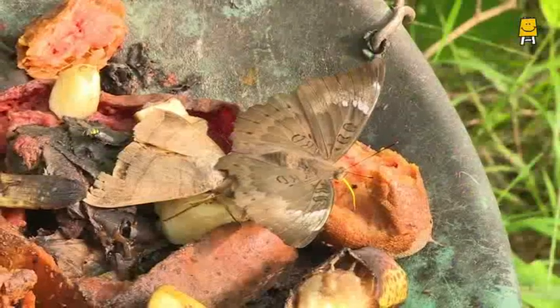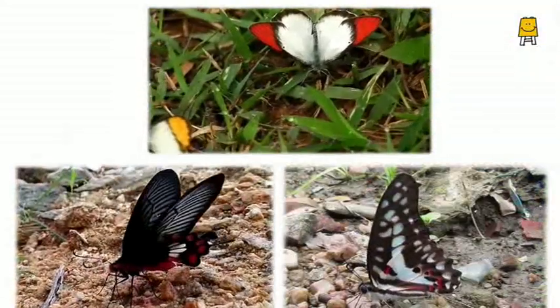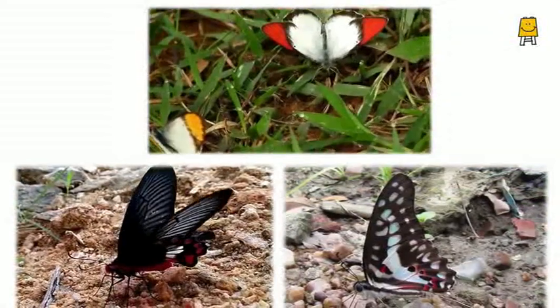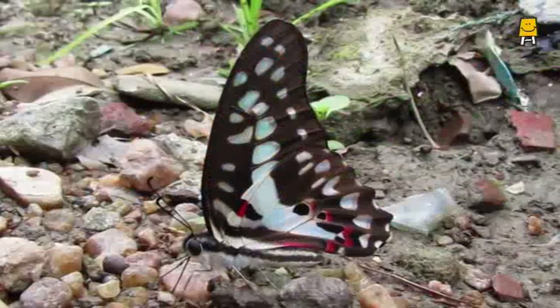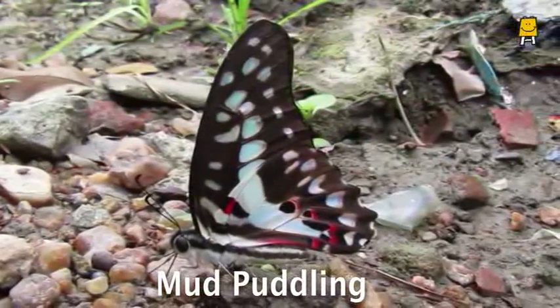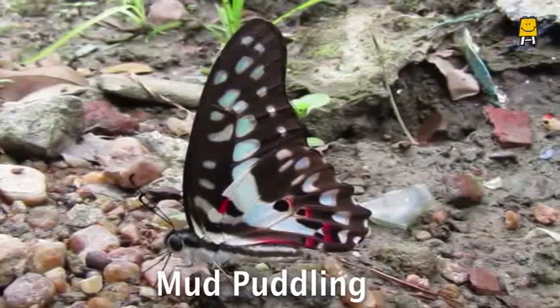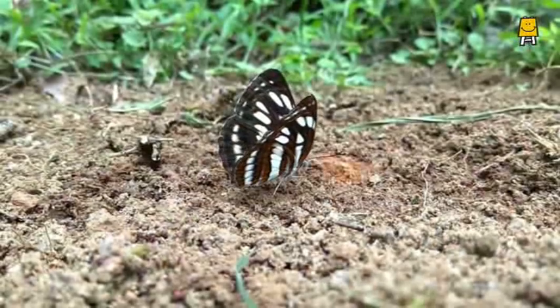Why are these butterflies sitting on wet soil? The soil does not have juice. Soil has salts, and the butterflies suck these salts out of the soil. This is called mud puddling. Butterflies will definitely visit our butterfly garden if we have wet soil there.